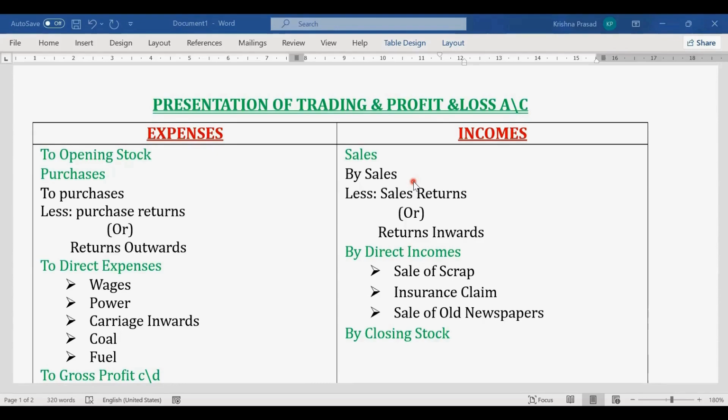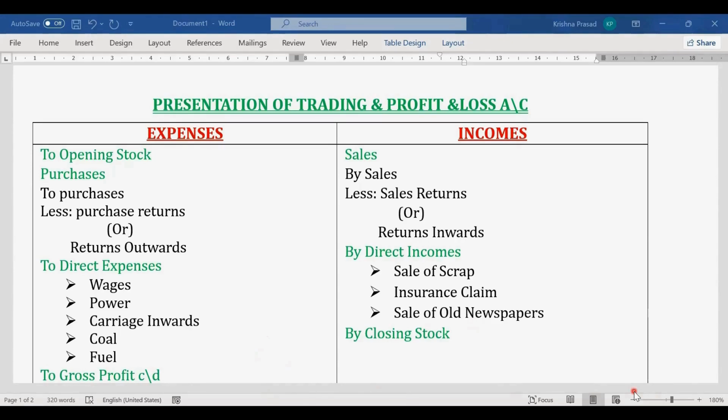And after that, we'll have the direct incomes like sale of scrap, insurance claim, sale of old newspapers. Like these examples will be there. In the profit and loss account, we'll use the balancing method which we have done in the lecture. What have we done in the lecture? First, we'll total both sides. The highest amount will be recorded on both sides, and definitely one side will have the lesser value. That we'll call balance carried on.